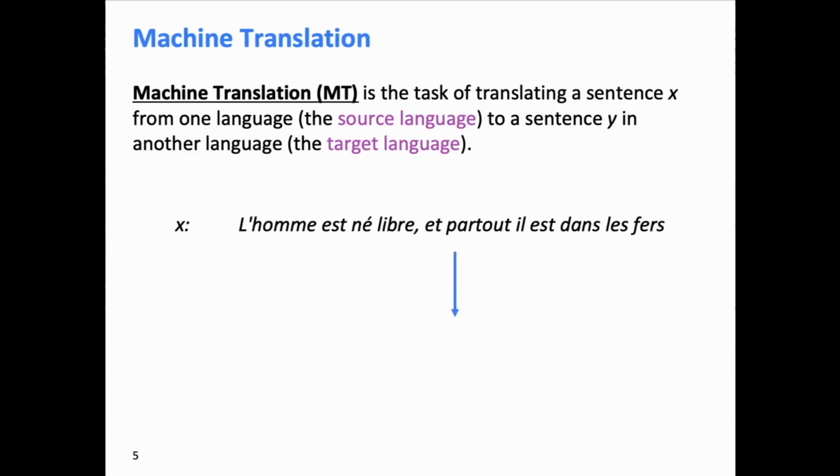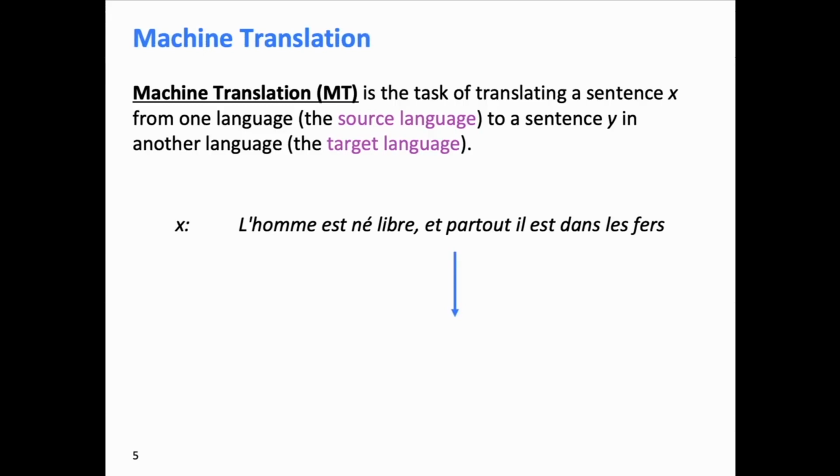Could anyone in the audience, a French speaker, translate this to English for us? Yes. The man was born free, and everywhere he is in irons. Great. So that was something like, the man is born free, but everywhere he is in irons.